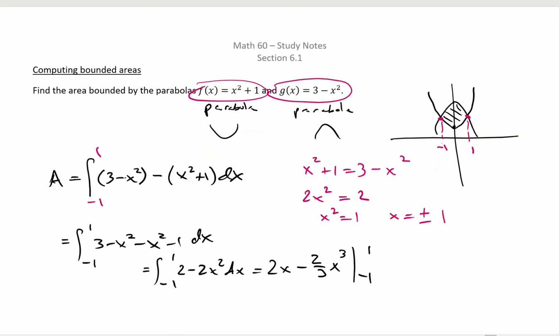This is where smart calculus teachers and students go, oh, it's an odd function. Oh, it's an even function. Things happen. I didn't really get into that with you guys. I just say, go ahead and calculate it and find out through experience.